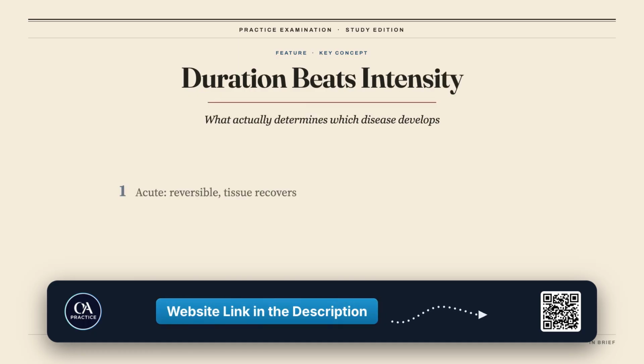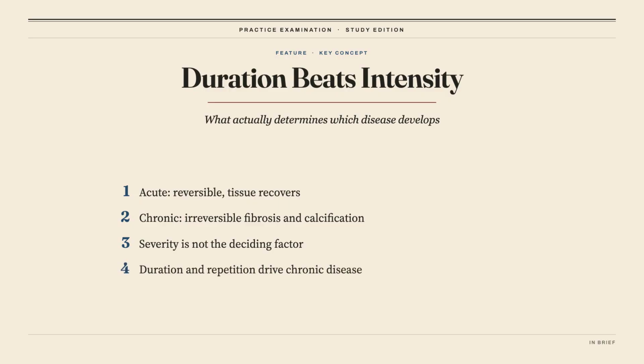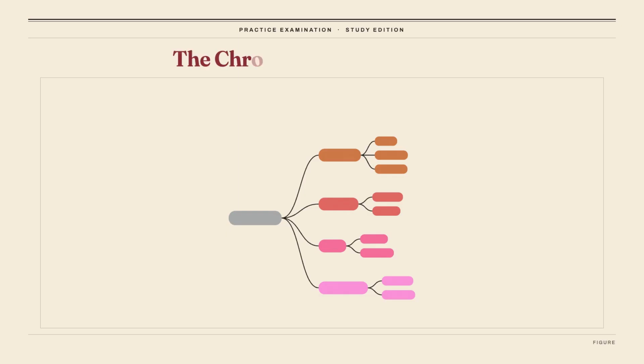Acute pancreatitis is in principle reversible. Surviving tissue recovers. A patient can survive a devastating single attack with a functionally intact pancreas, while another accumulates years of mild, barely noticed inflammation and ends up with almost nothing left. It's duration and repetition, not intensity, that determines which disease develops.